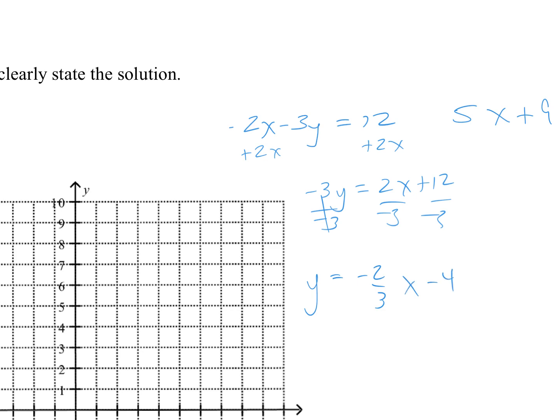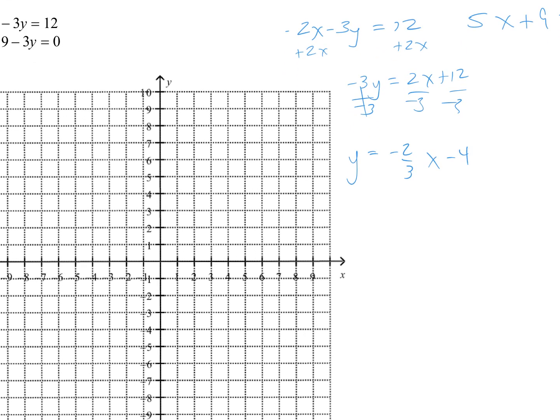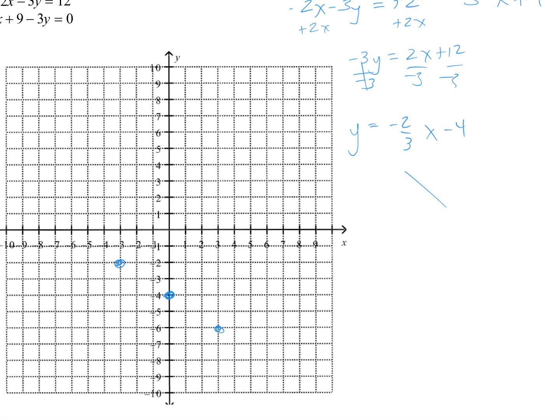All right, so what that's telling you is your y-intercept is at negative 4. And your slope is negative 2/3, so your line's going to be going downwards. So down 2 over 3, up 2 over 3. So your line looks something like this. Everybody with me? Whoops, that's a bad line. Your line looks something like that.